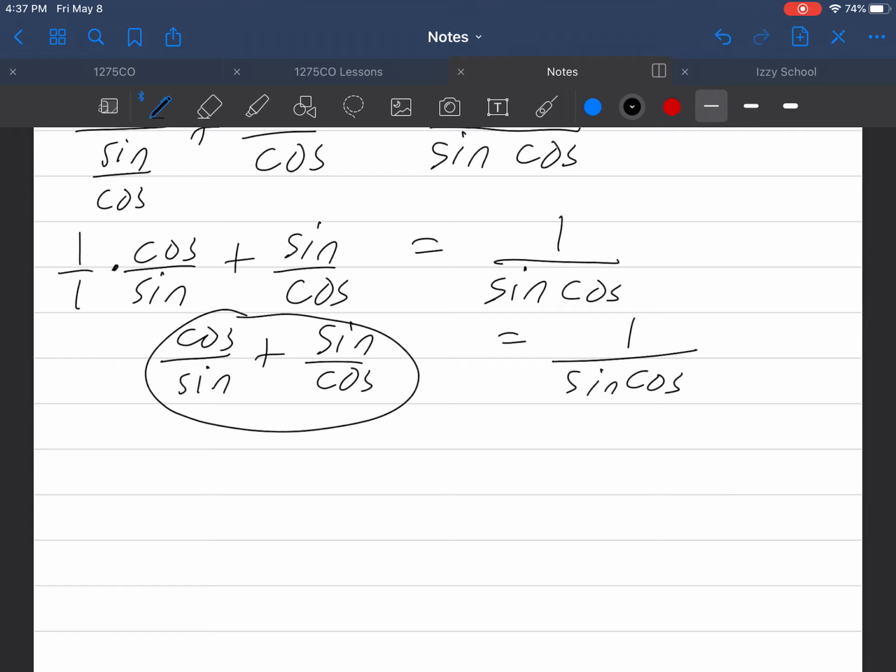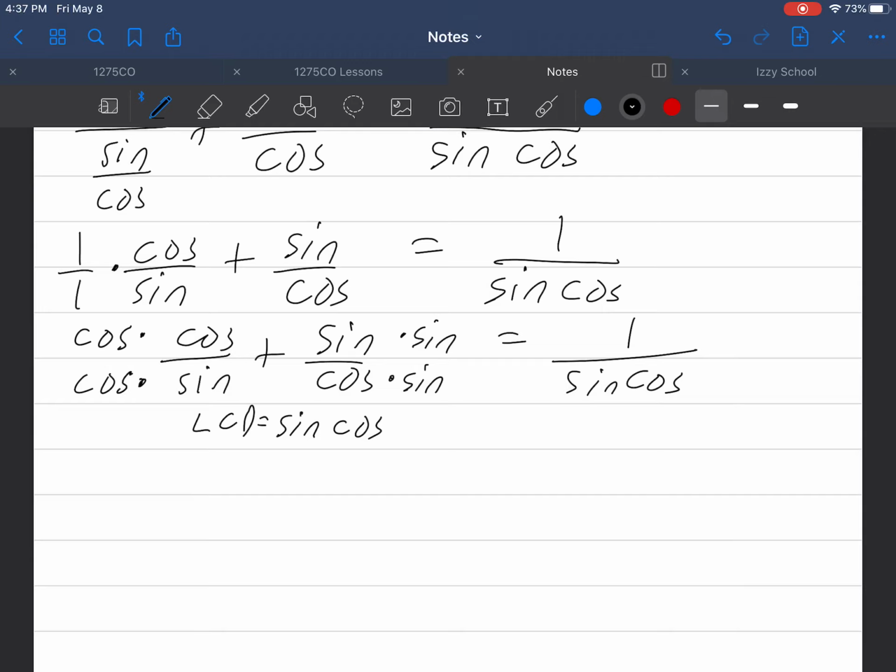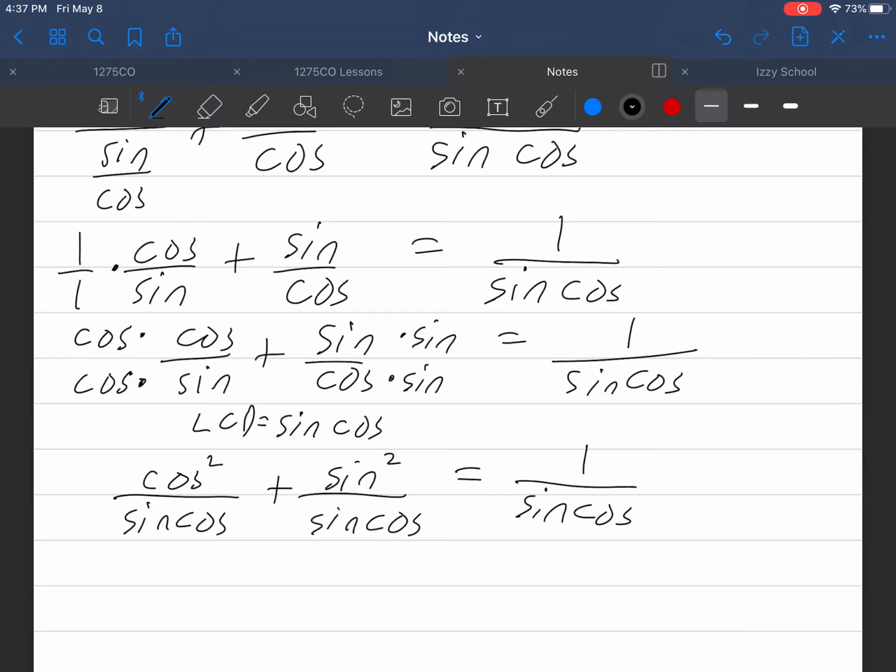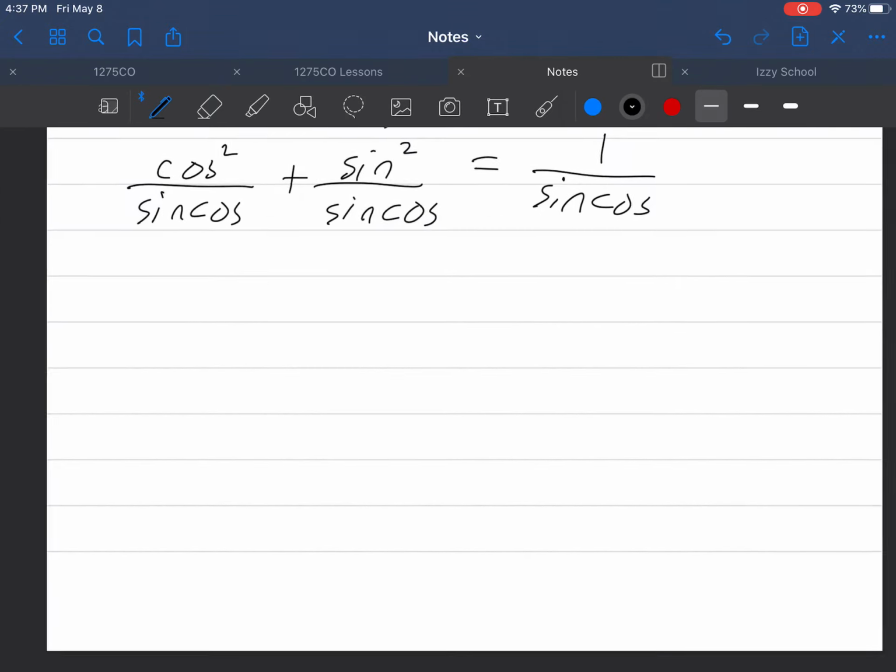So again, fractions. We're looking to make two fractions, add them together to get one fraction, and hopefully that one fraction will be the same as what we have on the right-hand side. So that means we're going to have a least common denominator here, which is sine of x times the cosine of x. Which means that we need to multiply these values for each of these individual fractions in order to make these denominators the same, this one right here. So we're going to get cosine to the second power over sine cosine plus sine to the second power over sine cosine. And then 1 over sine cosine on the right-hand side.